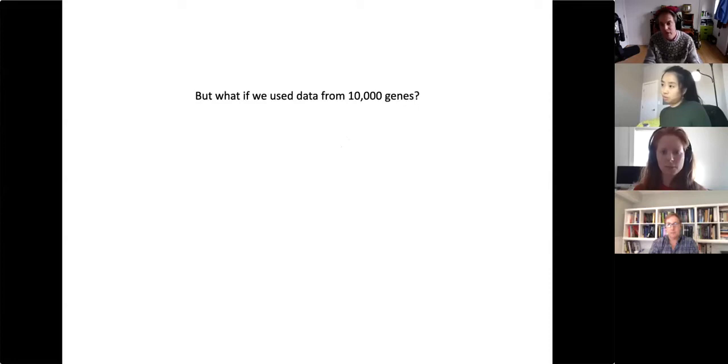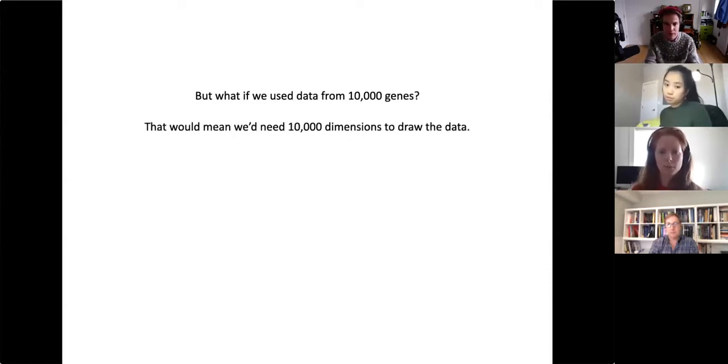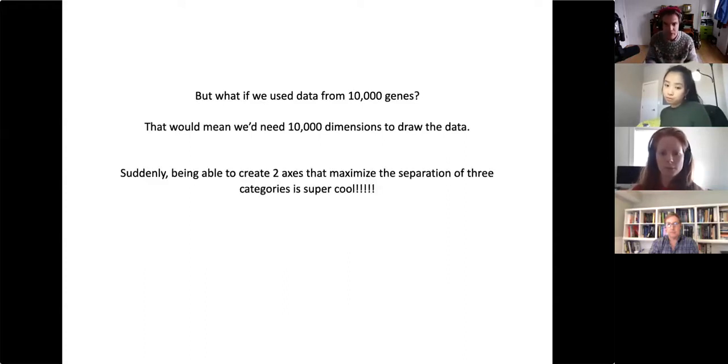But what if we use data from 10,000 genes or 20,000 genes or something like that? That would mean we would need 10,000 dimensions to draw the data. And so suddenly being able to create 2 axes that maximize the separation of 3 categories is pretty cool.